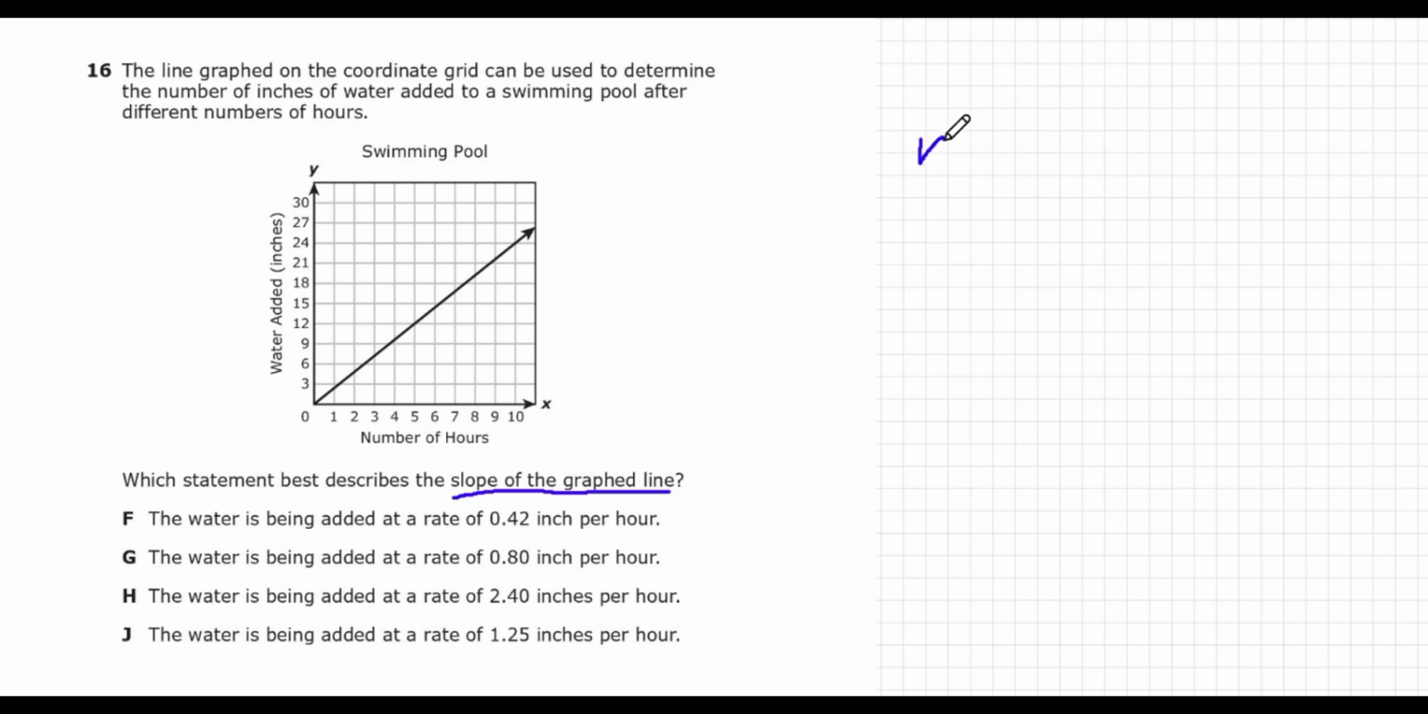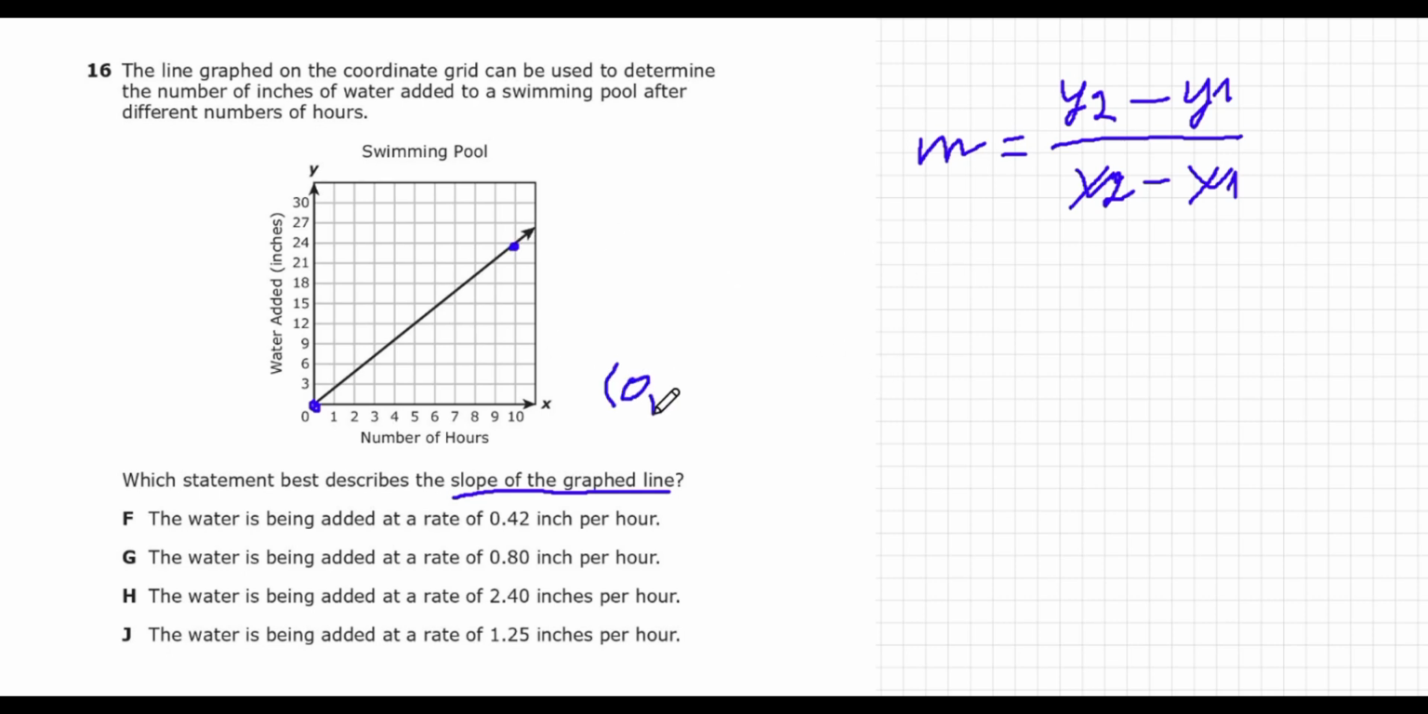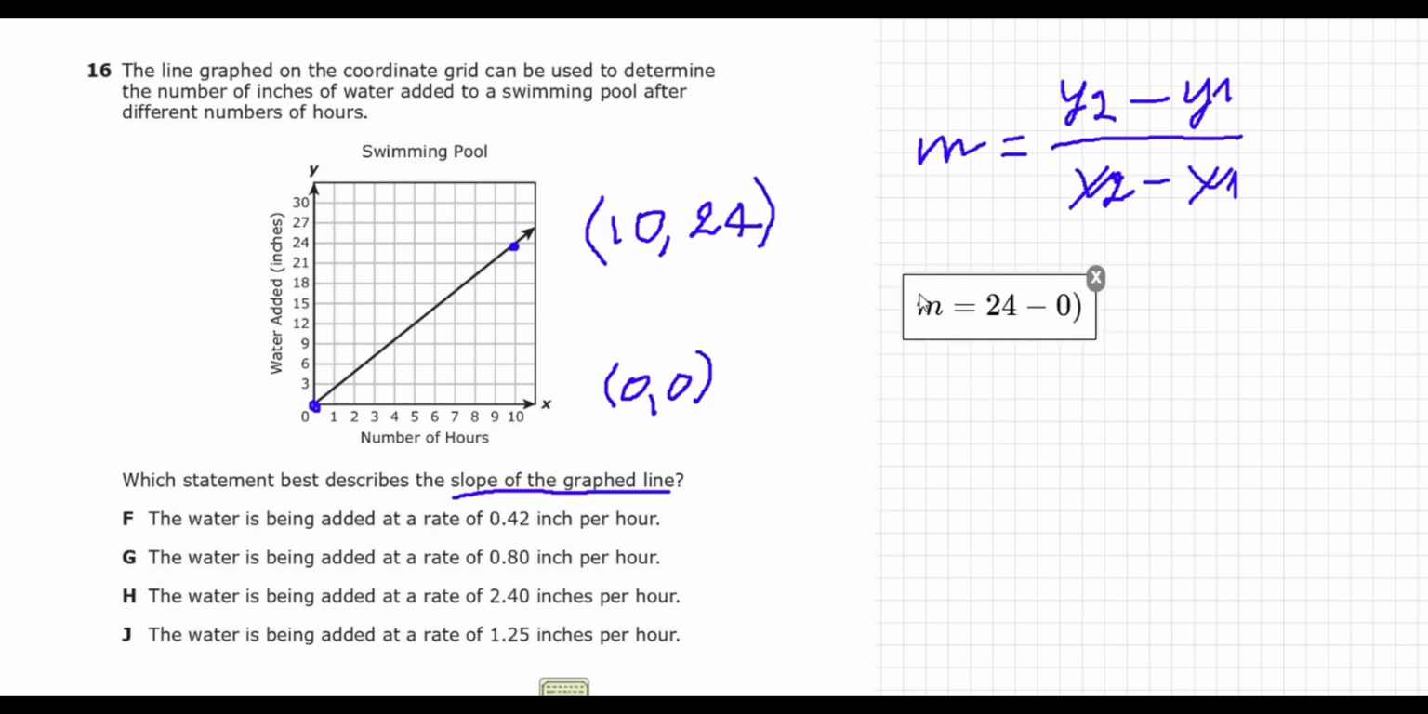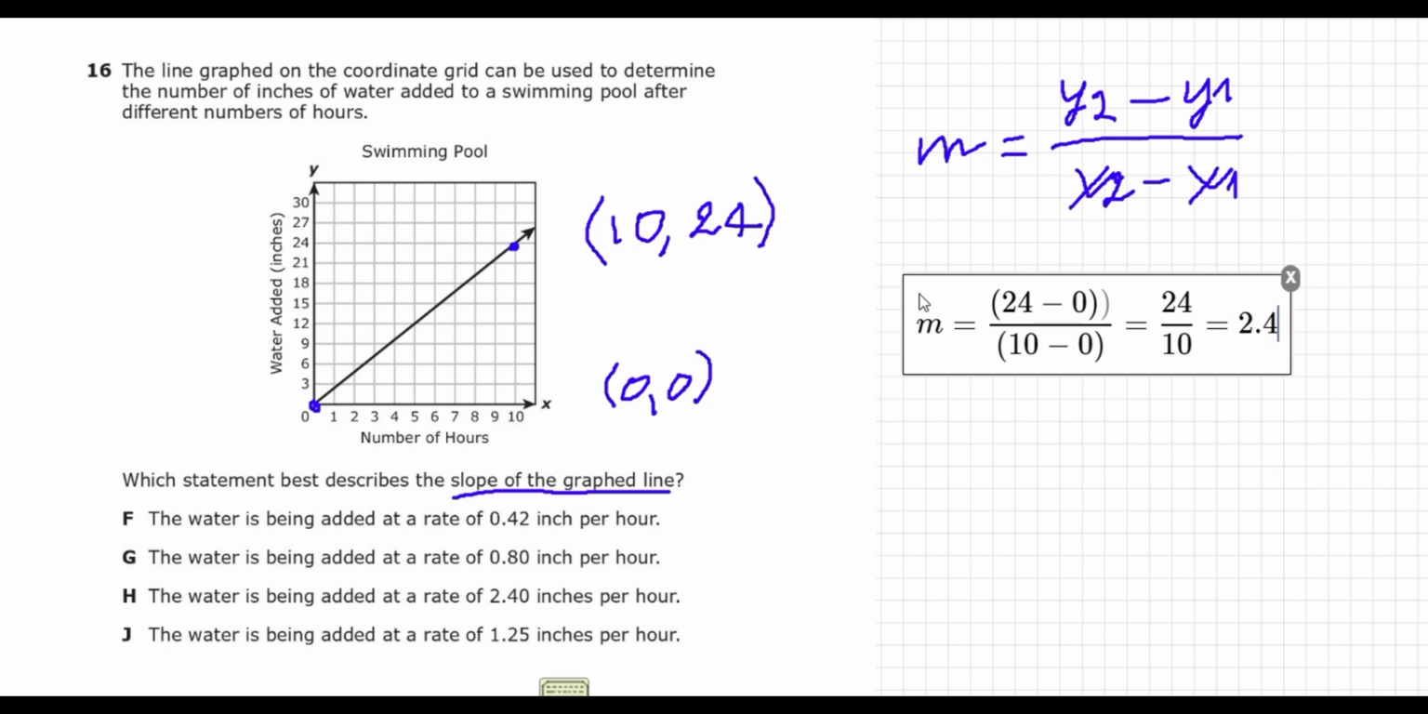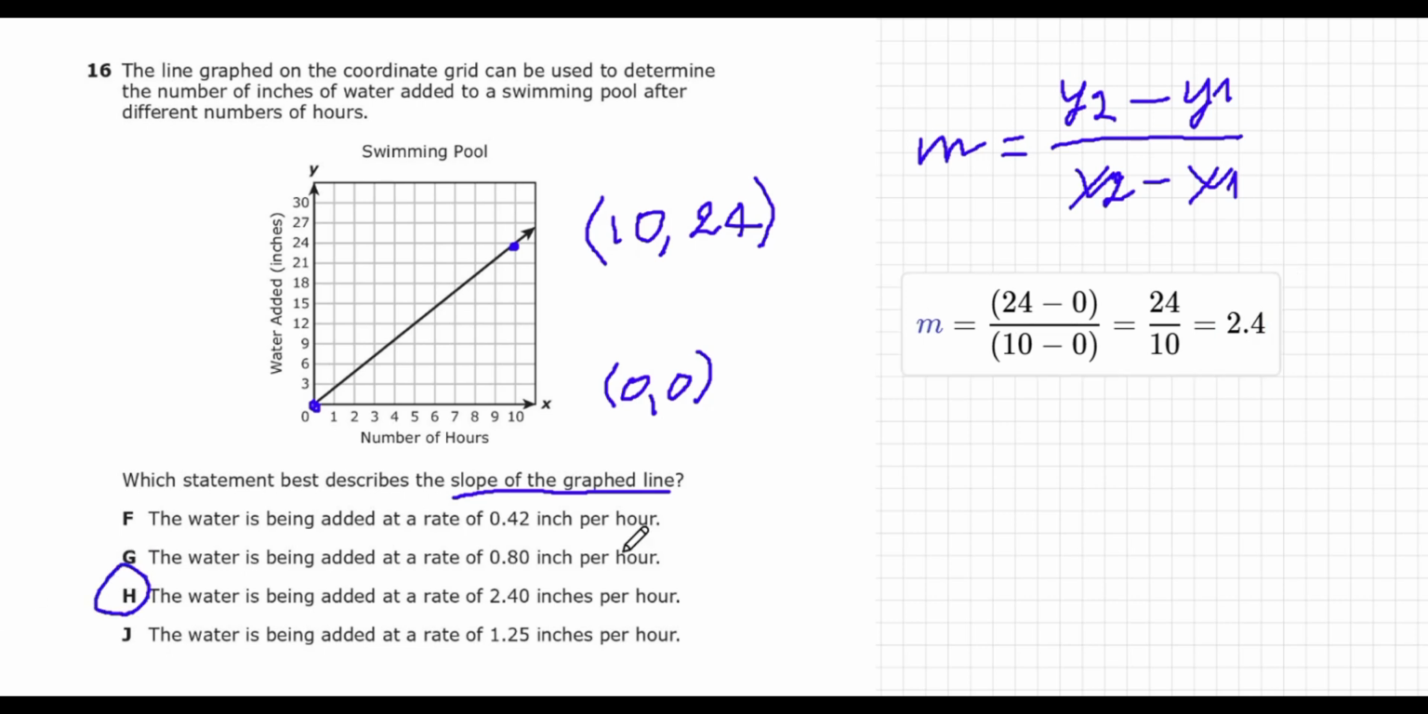The formula for the slope equals (y2 minus y1) divided by (x2 minus x1). Pick any 2 points on the line that are easy to locate. Point 1 is (0, 0). Point 2 is (10, 24). Substituting the x and y values into the slope formula, we have m equals (24 minus 0) divided by (10 minus 0) equals 2.4. Hence, H is the correct answer.